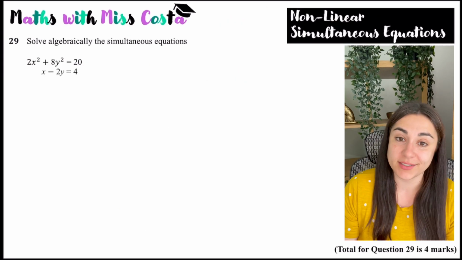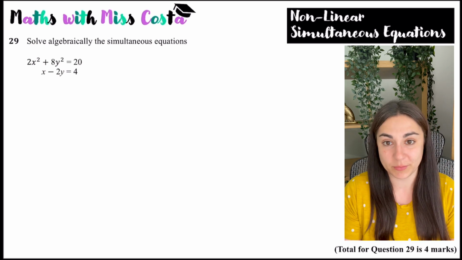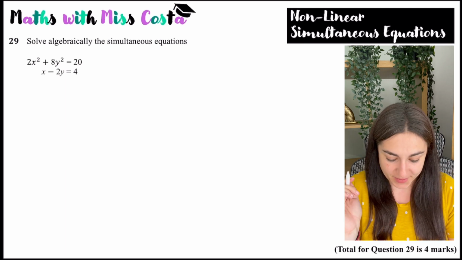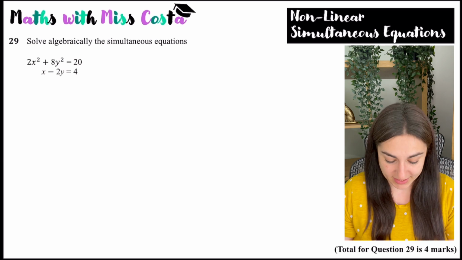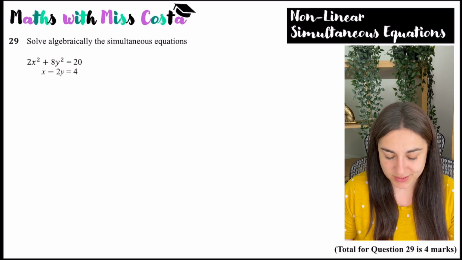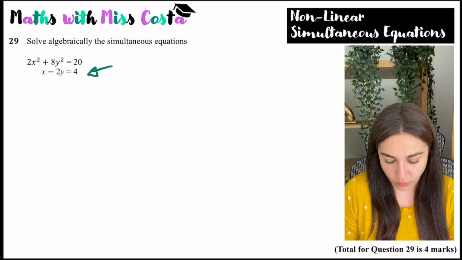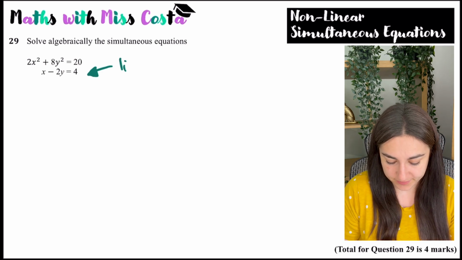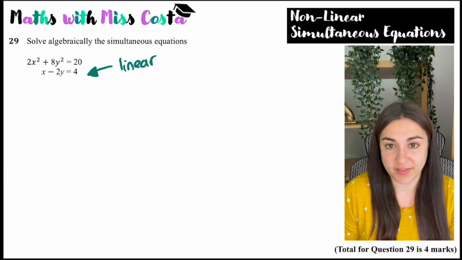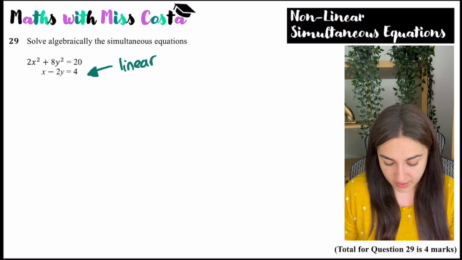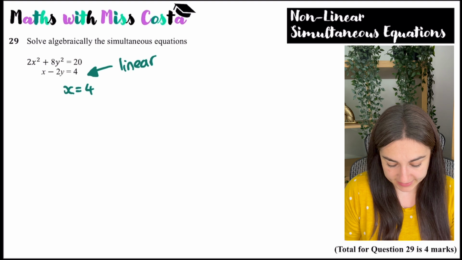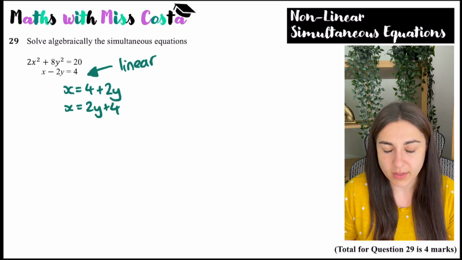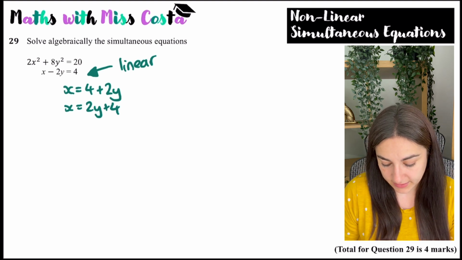Okay, so here I've got some simultaneous equations, but they are not your normal simultaneous equations. They are quadratic or non-linear simultaneous equations. What you want to do here is, you're most likely going to have one equation that is linear, and you want to rearrange it so that it's equal to x or y. I think the easiest thing is to say x equals 4 plus 2y, or x equals 2y plus 4. So step 1, rearrange the linear.